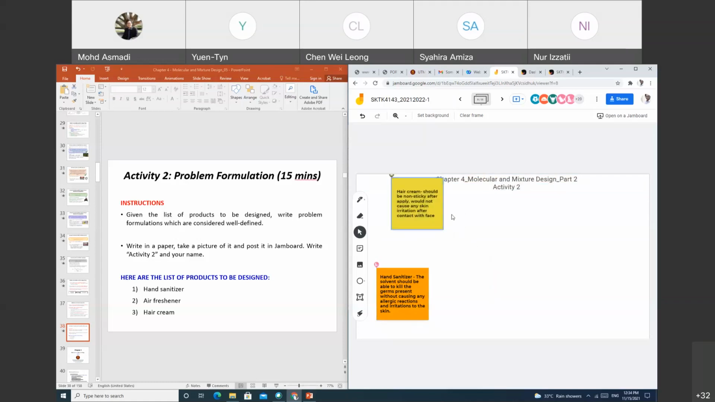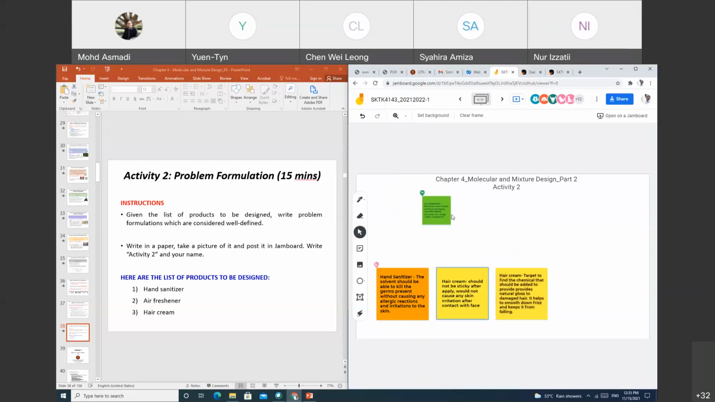To find the liquid that should be non-sticky after application. What should be non-sticky, the solvent or what? The liquid should be non-sticky after application and not cause any skin irritation. Okay, hair cream. How about air freshener?